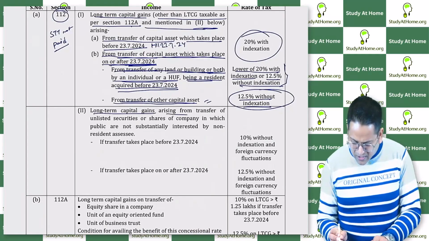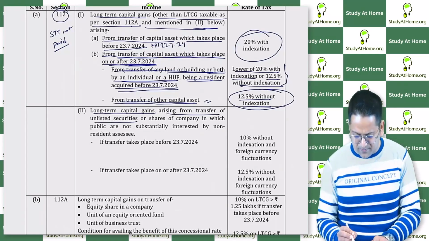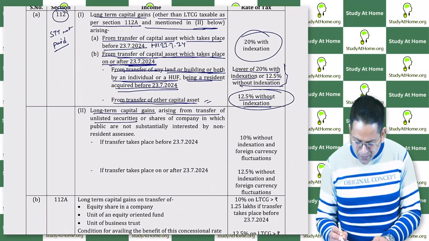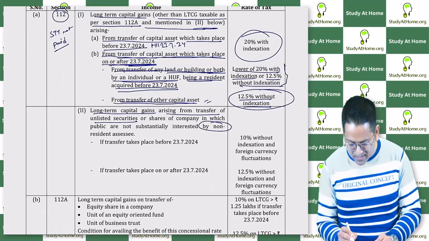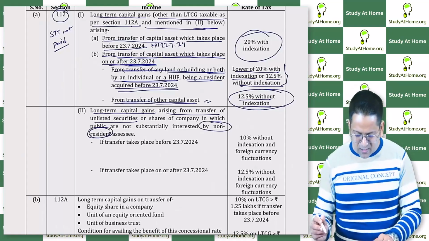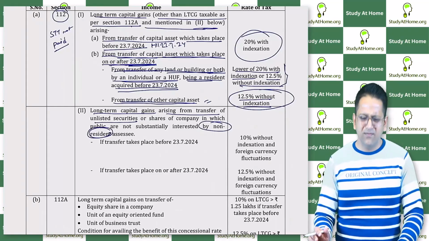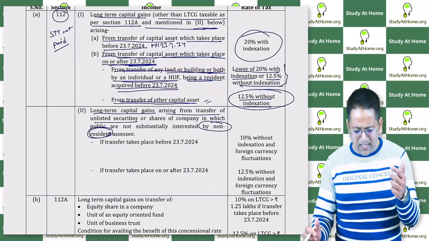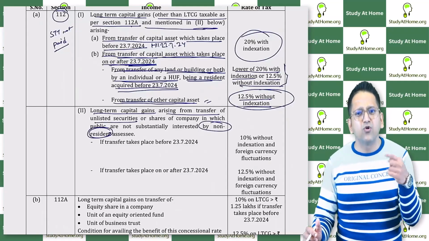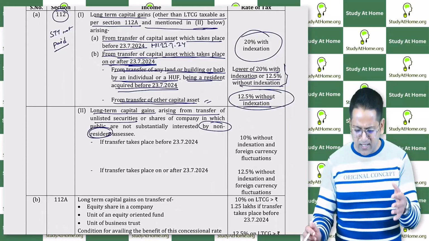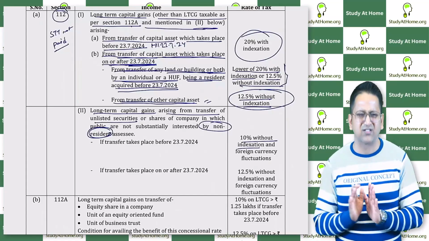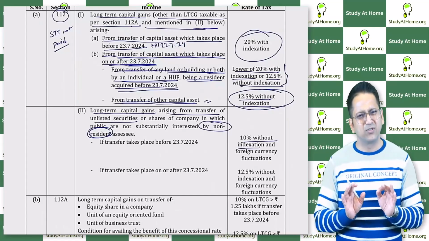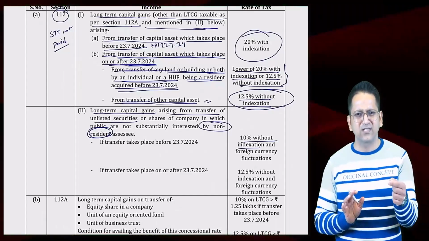Long-term capital gain arising from the transfer of unlisted shares, or shares of a company in which the public are not substantially interested, by a non-resident. This was for non-residents. There aren't many questions on this that come in the exam. Still, take a look. Long-term capital gains on unlisted securities received by a non-resident: previously it was 10% without indexation and now it is 12.5% without indexation. This didn't need a lot of hard work, right? Do you understand? Long-term capital gain on unlisted securities.